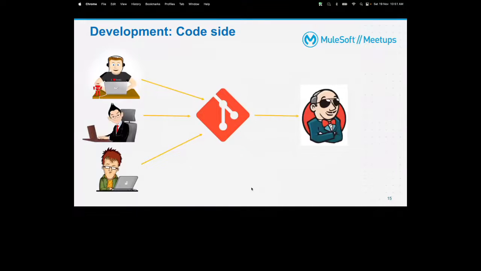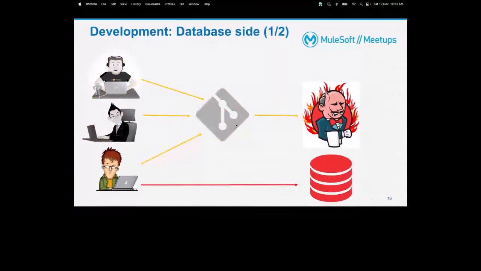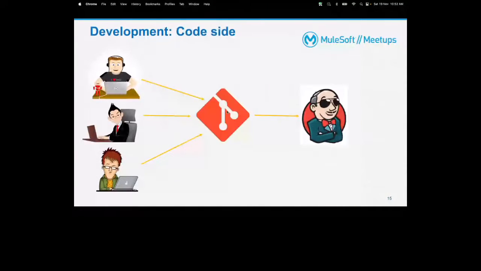Here you can see a repo, and 3 developers are working on the same project. One has HTML, another is a backend developer, maybe a tester or another developer. They can commit into the code and create a PR, which will then be merged into the project. This is the code side.